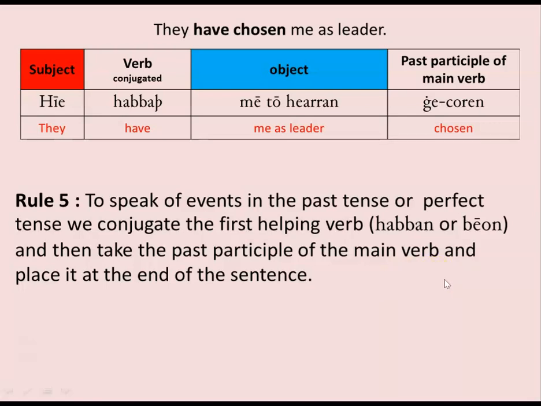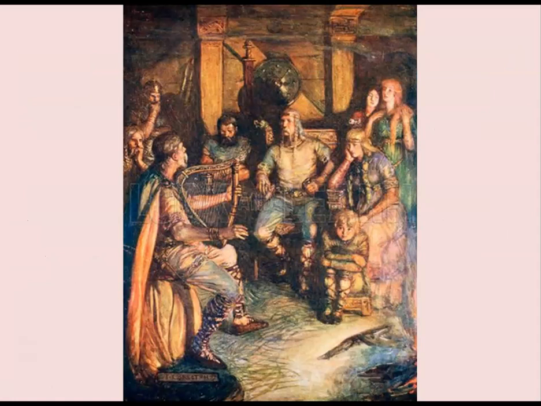haben or sein, and then take the past participle of the main verb and place it at the end of the sentence. And just to finish off there, just an image of people sitting in the feasting hall, just generally chatting, socializing and so on.